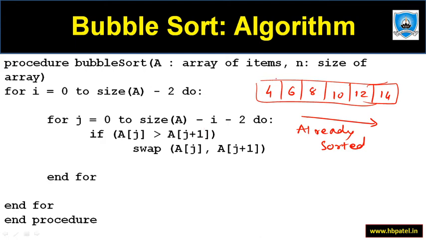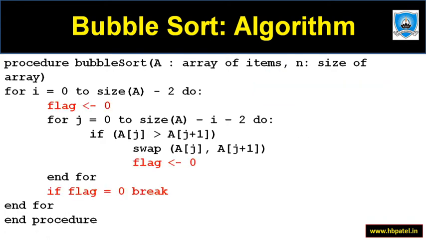What is that way? If I keep on comparing this with this, this with this, and so on, and if there is not a single swap, that means the array is in sorted order. So for that we are going to introduce one extra variable, let's say flag equal to 0. If there is a swap, then in that case we'll change the flag to 1.